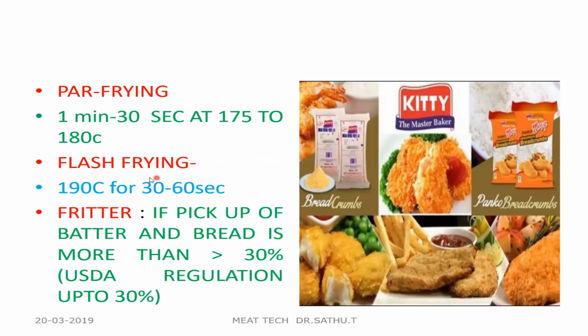Flash frying is commonly used in the enrobed meat products. So we keep it at a high temperature, around 190 degrees centigrade. We fry for around 30 to 60 seconds, or even 2 minutes. Okay, that is called flash frying.